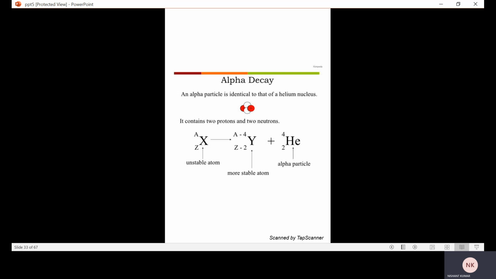Alpha decay. We are dealing with alpha decay. An alpha particle is identical to a helium nucleus. Alpha particle means a helium nucleus with charge 2 and mass 4. So an unstable atom decays into its daughter nuclei and an alpha particle.